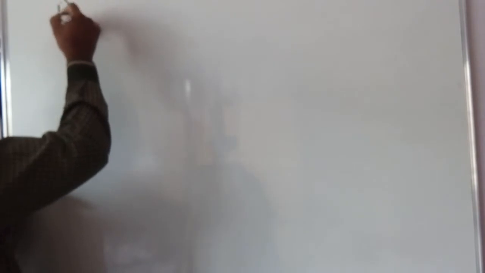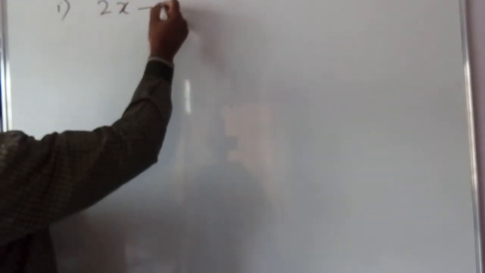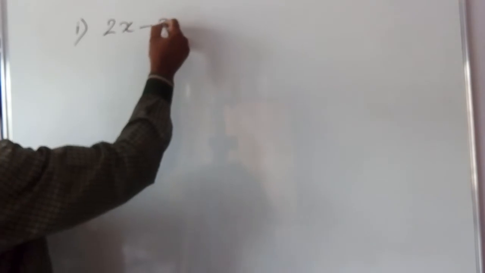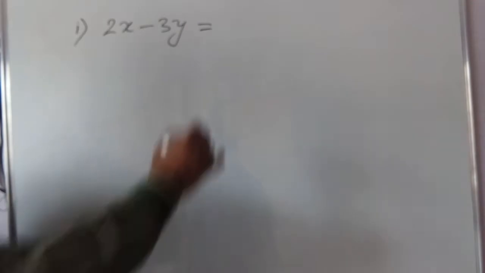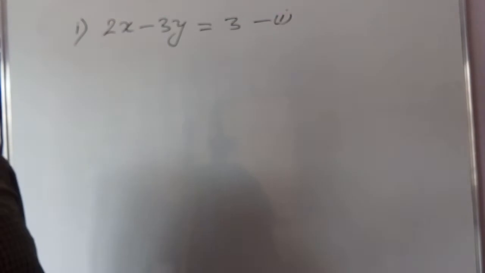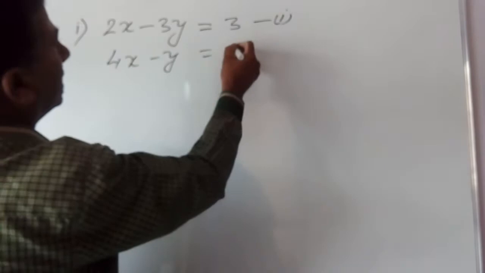Now I'll take two equations and solve them by the matrix method. Solve by matrix method the following equations. 2x minus 3y equals 3, this is equation 1, and another equation, 4x minus y equals 11.